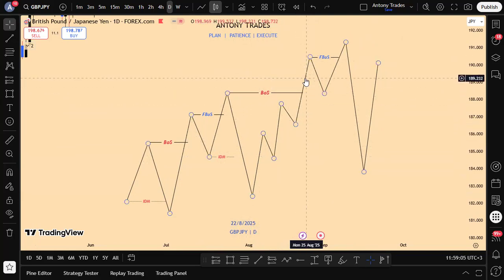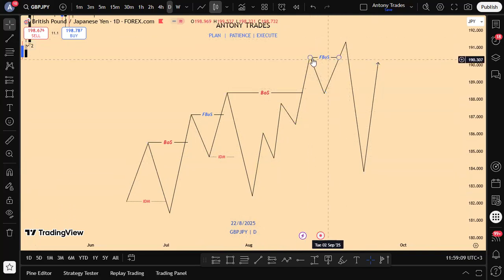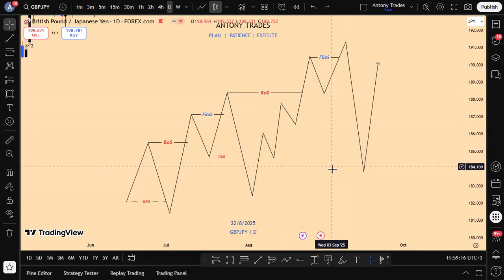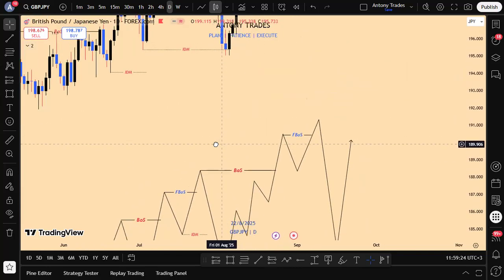After breaking the structure, it goes down without creating a major inducement, then sweeps maybe this minor or this minor inducement, then after that, breaks the structure. If that one happens, also, it's fine. It will be a valid break of structure, no problem.